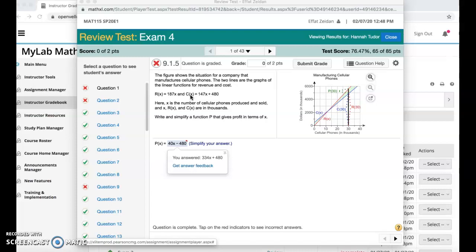produced, etc. So in order to find profit, you really don't need to look at the graph as much, but think about it. Profit, how much profit am I going to make? It's going to be revenue minus the cost. So all I have to do is take revenue, which is 187x, minus this entire thing, which is 147x plus 480. So 187 minus 147 is 40x, and then minus 480 will stay there. So this is the correct answer.